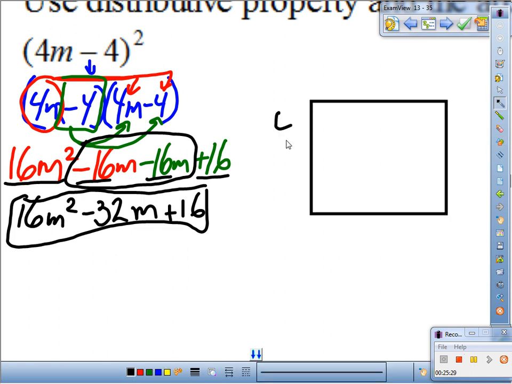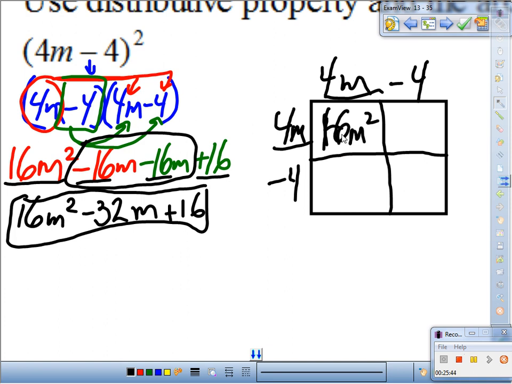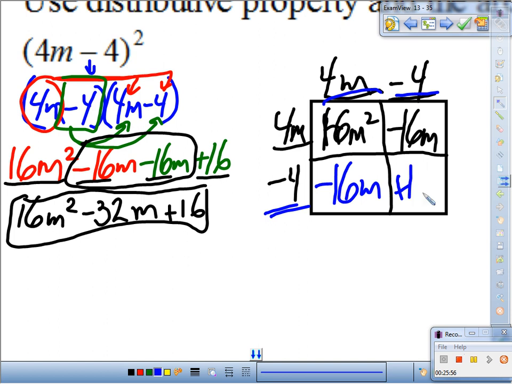So you write 4m minus 4 and 4m minus 4. Therefore, what is 4m times 4m? 16m squared. What is 4m times negative 4? Negative 16m. What is negative 4 times 4m? That's negative 16m. And what is negative 4 times negative 4? Positive 16.